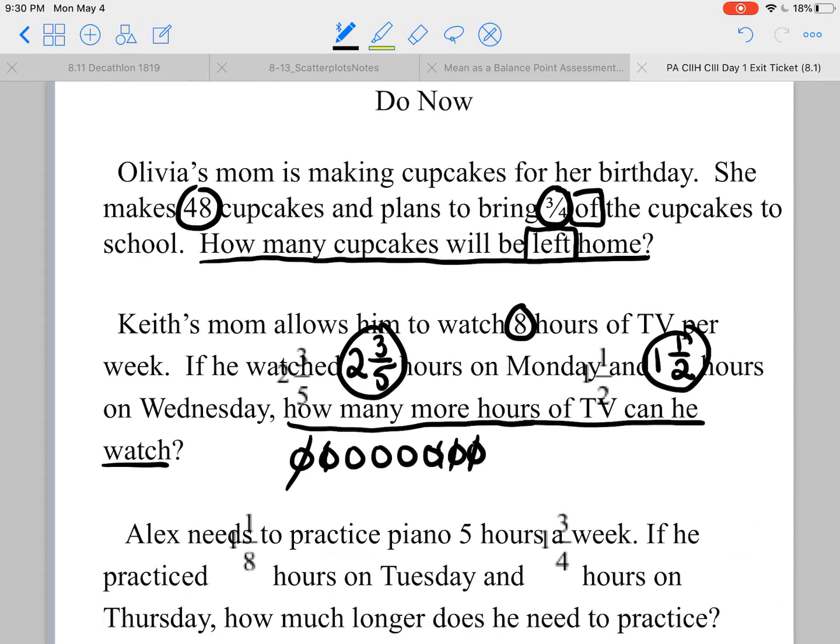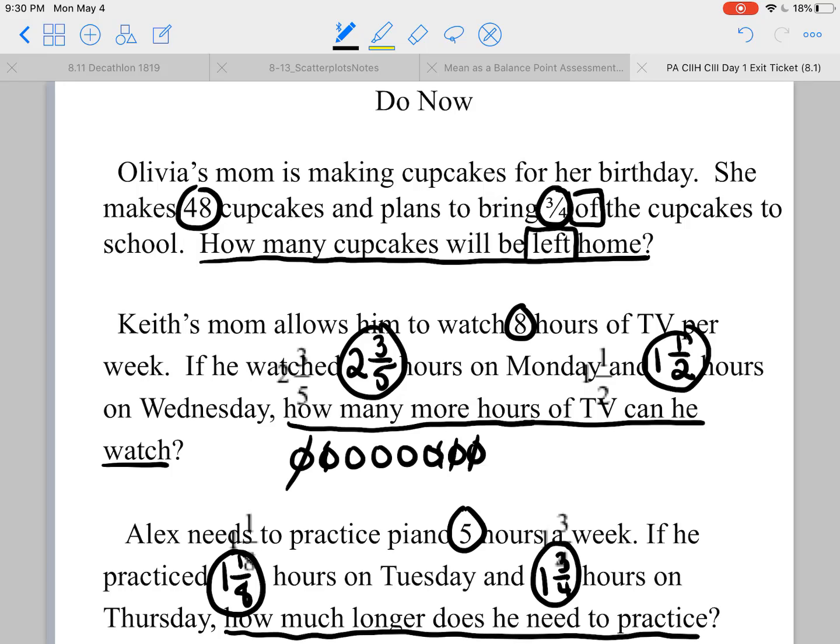Number 3, Alex needs to practice piano 5 hours a week. If he practiced 1 1/8 hours on Tuesday and 1 3/4 hours on Thursday, how much longer does he need to practice? Well, this is a very similar setup to our last question. We start with 5. We're going to take away the 1 1/8, then we're going to take away the 1 3/4, and we want to know how many we have left.